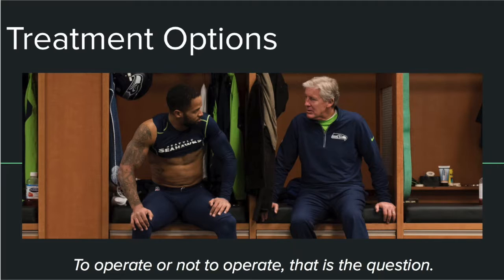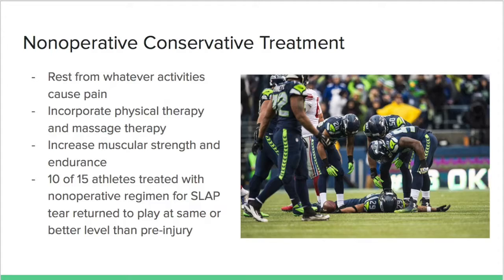There are two main directions for treatment options for a labral tear affecting the shoulder. The first option is a non-surgical, conservative treatment plan. The second option is for the patient to receive surgery. The first step to a conservative treatment plan is for the athlete to rest from whatever activities are causing or triggering the pain. The athlete can then engage in rehabilitation methods, such as physical therapy and massage therapy.